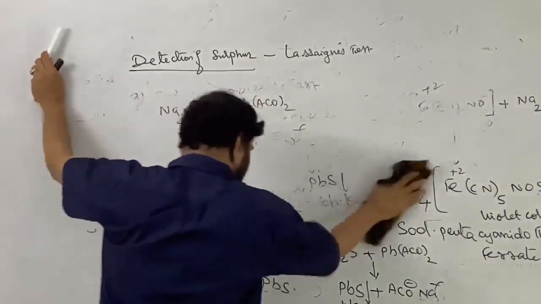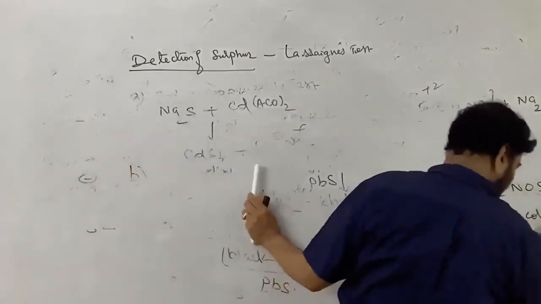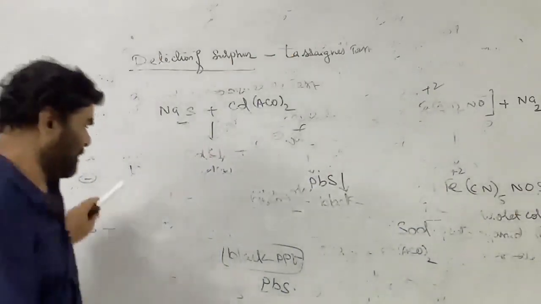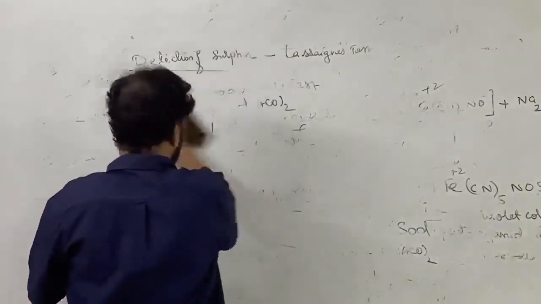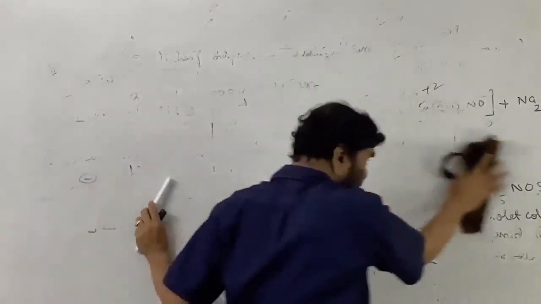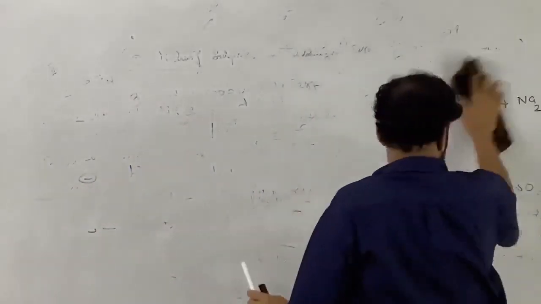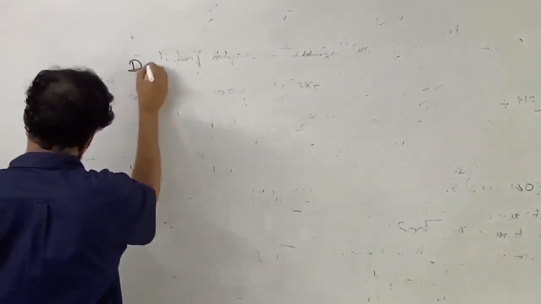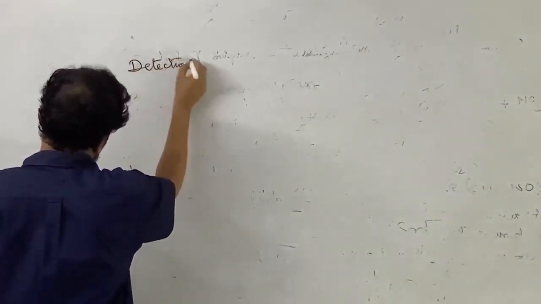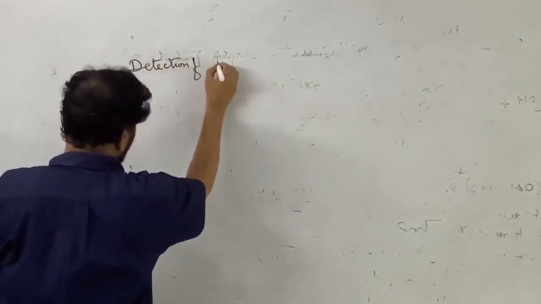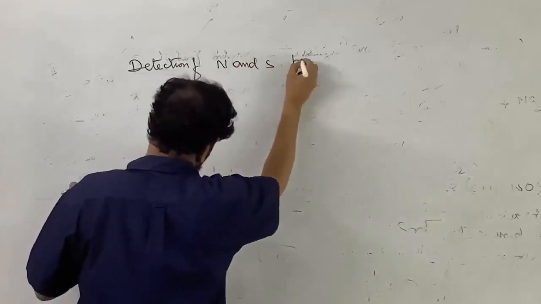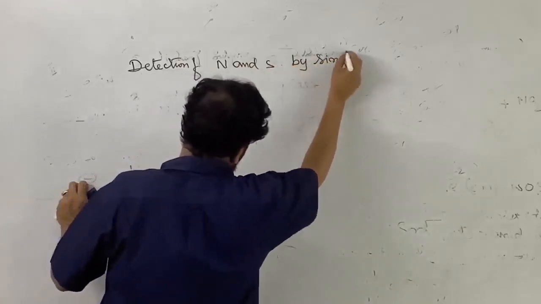But if the given organic compound contains sulfur as well as nitrogen, then it can be detected by a single test. Detection of nitrogen and sulfur by a single test.